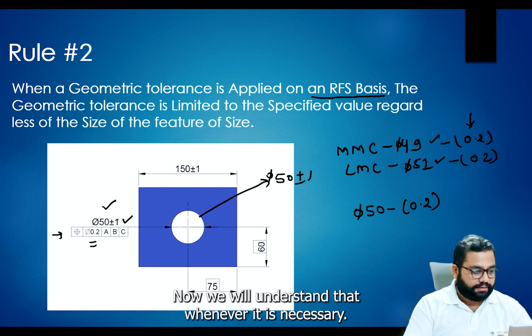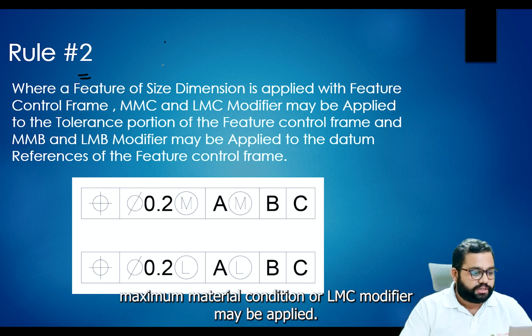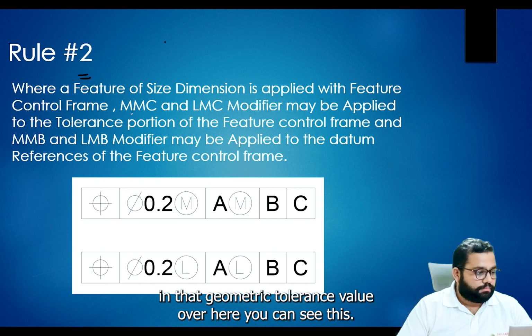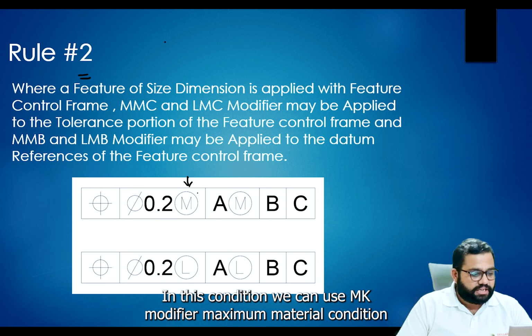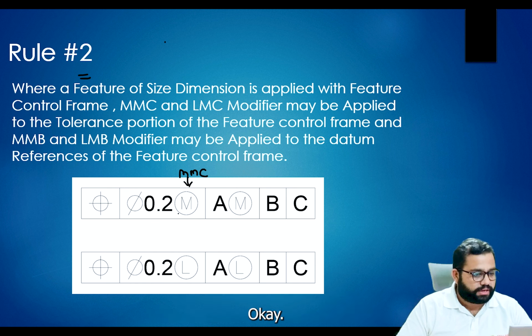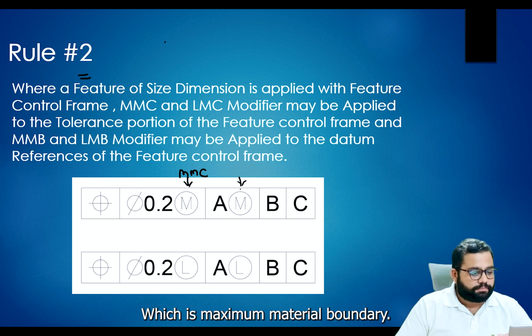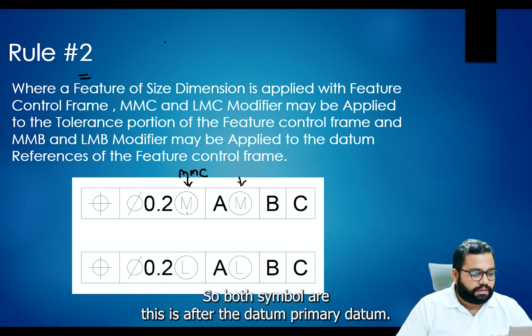Now we will understand that whenever it is necessary, we can use the MMC, maximum material condition, or LMC modifier. In that geometric tolerance value, you can see this. In this condition, we can use the MMC modifier, maximum material condition, in the feature control frame after the geometric tolerance value. And we can apply it to a feature of size, and the datum is the maximum material boundary. So both symbols come after the primary datum.